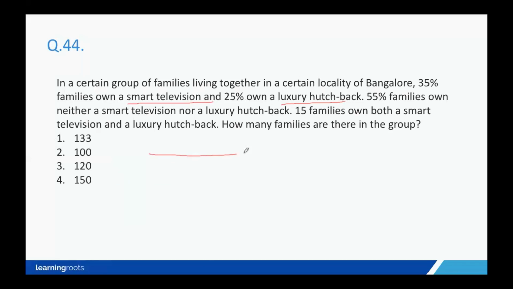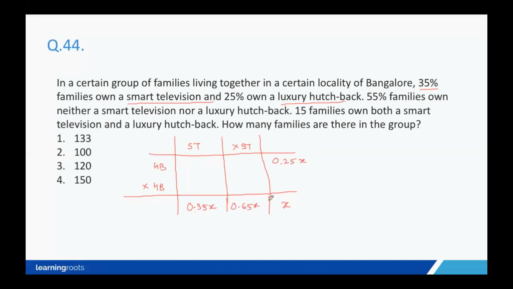In a double set matrix, you simply draw the table. I'll write smart television, and correspondingly, not smart television here. Similarly, I'll write hatchback and not hatchback here. Let this be X. So 35% own a smart television, so I'll call this 0.35X. 25% own a luxury hatchback, so this is 0.25X. So this plus this should give me this, so this will become 0.65. Similarly, this plus this will give me this, so this will become 0.75X.